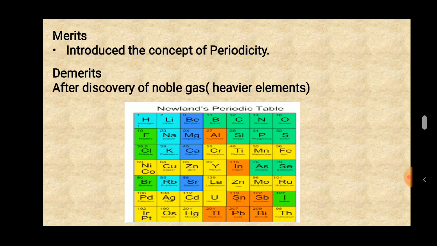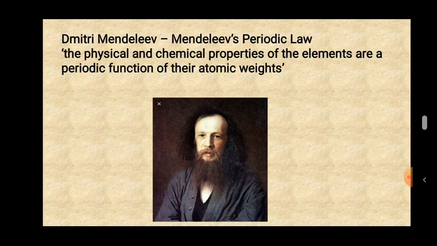Demerits. Now what are the demerits? Newland's periodic table was suitable only for the lighter elements, but after the discovery of noble gases and heavier elements, it completely failed. You can see the picture of Newland's periodic table, the colorful picture showing how it is arranged. Now the next scientist came, Dmitri Mendeleev. His law is called Mendeleev's periodic law.